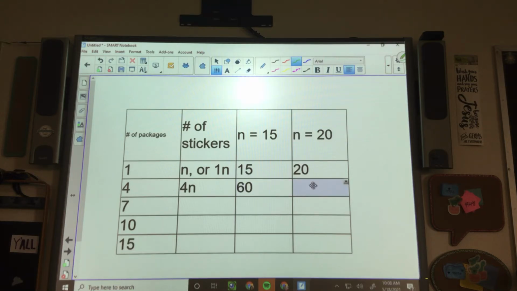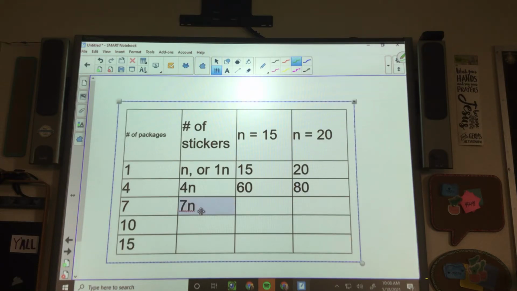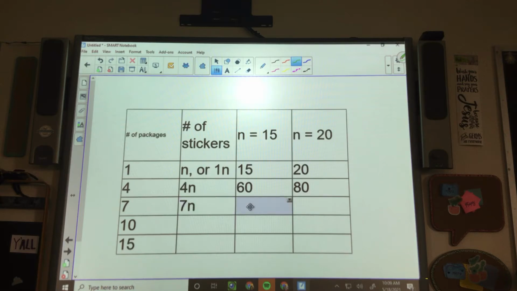60. What about right here? This is going to be 4 times N, only now N is what? 20. So 4 times 20 is 80. What about this one? Instead of 4N, we're going to have 7N. And 7 times 15, do we know what that is off the top of our head?